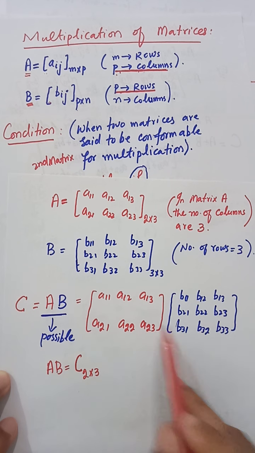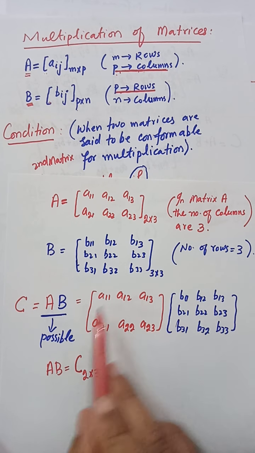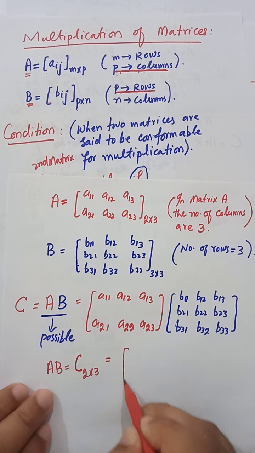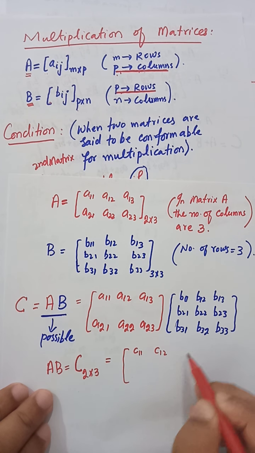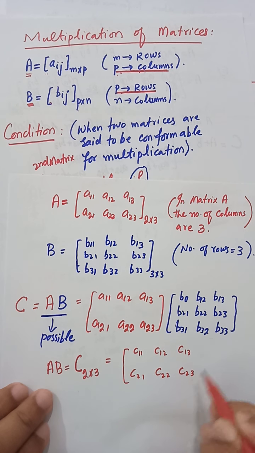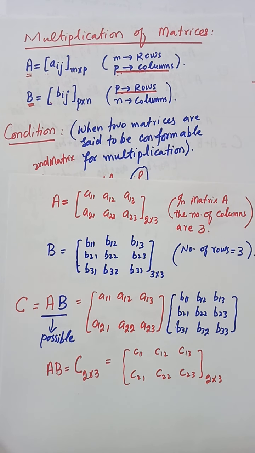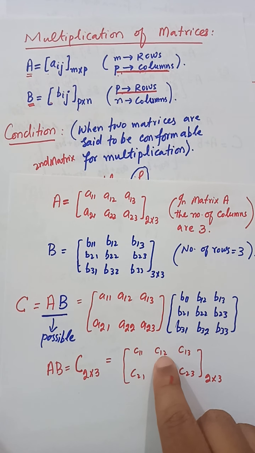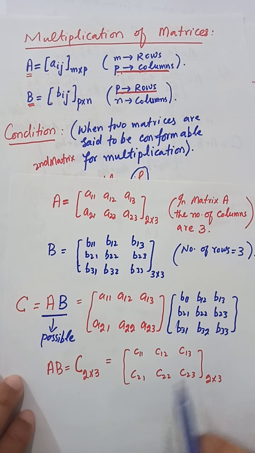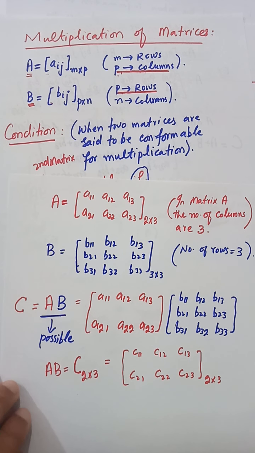So here are 2 rows and here are 3 columns. So the order of the matrix which will be obtained from the multiplication of these two matrices is 2 by 3, and that is, let's say, C11, C12, C13, C21, C22, C23. So this is a matrix of order 2 by 3. So how can you get this C11, C12, C13, C21, C22, and C23?